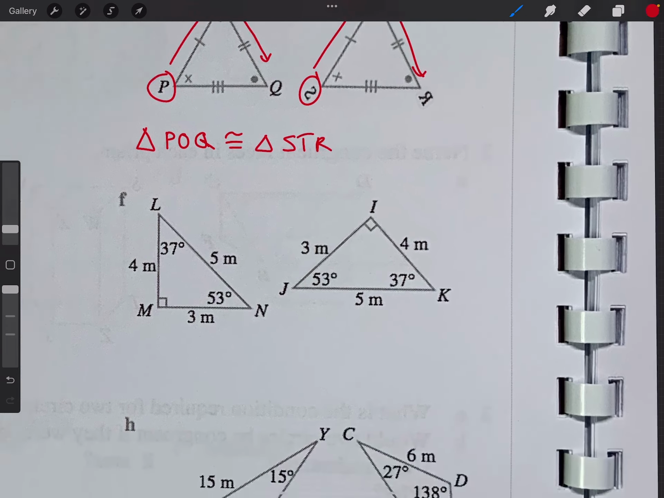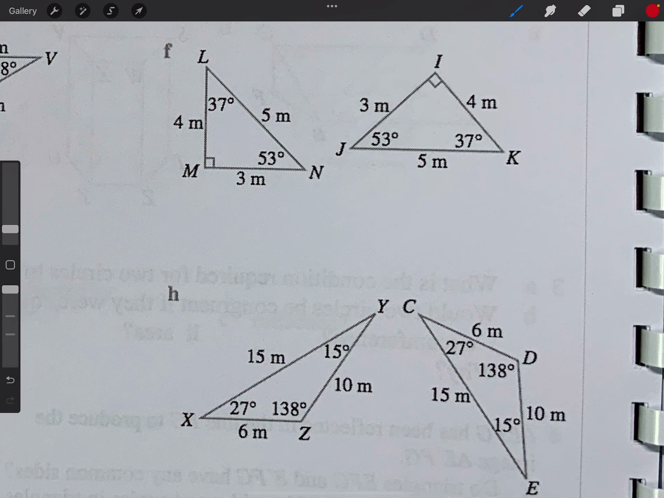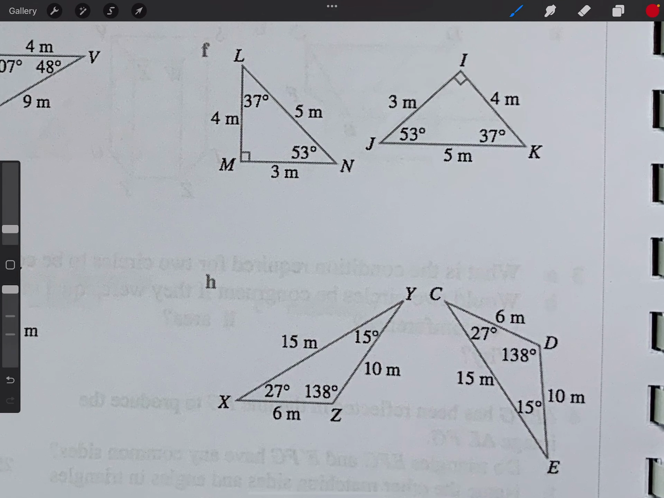Okay, how about the next one? Now, this one I'm gonna do 2 ways. I'm gonna do the first way, which is how we compare angles. So I'm just gonna do LMN. Now we start from L, which is the one with the 37 degrees. So we look for the 37 degrees on the second triangle, which is K. So I'm gonna say triangle K.